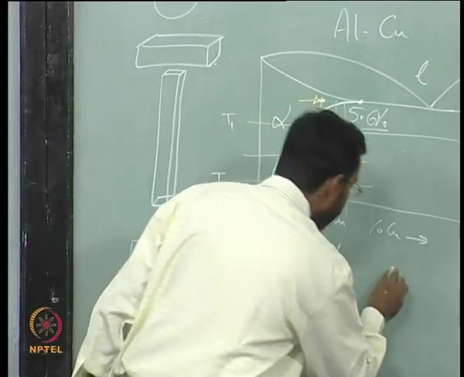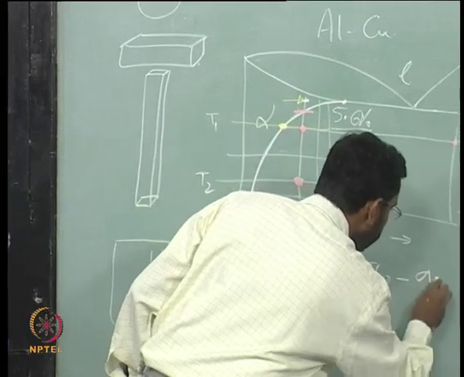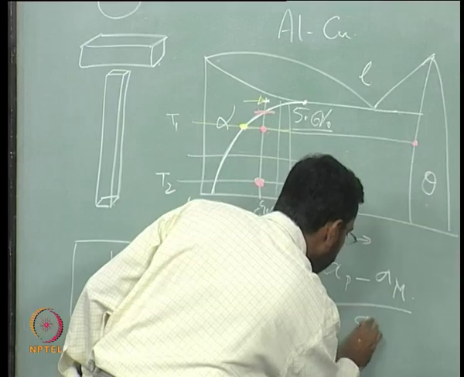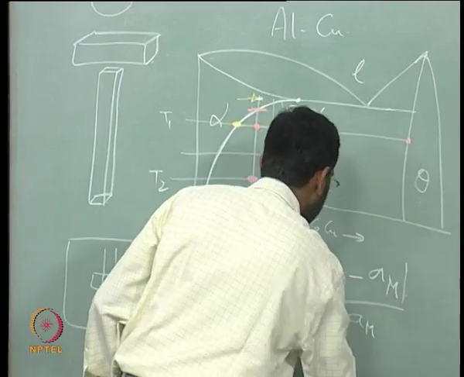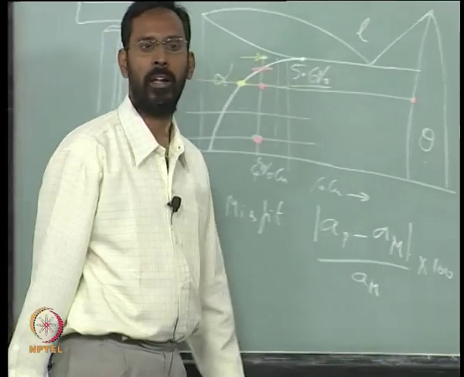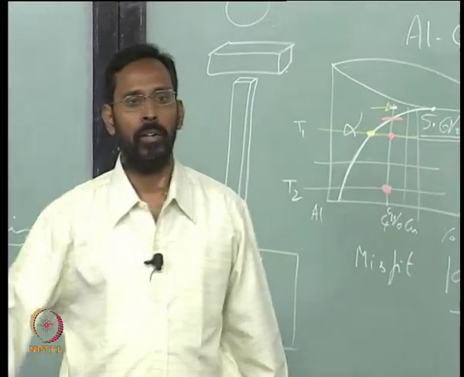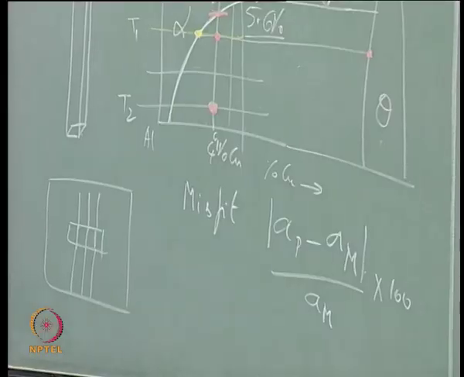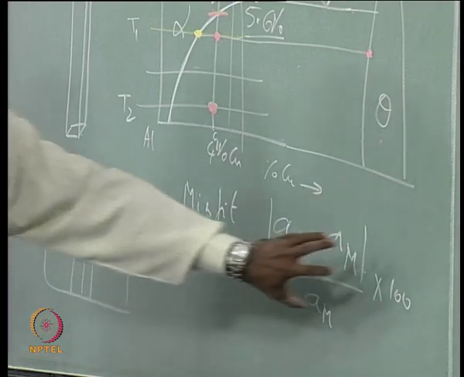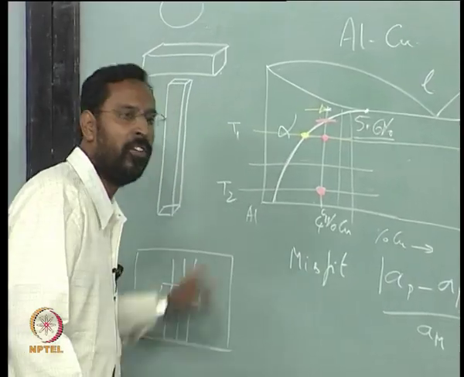and this is given as the lattice parameter of the precipitate minus the lattice parameter of the matrix, divided by the lattice parameter of the matrix, in terms of percentage, multiplied by 100, let us say. And obviously we look at the absolute value of it. It can be negative, it can be positive, we look at the absolute value, and when this is very, very small, you see that there is a continuity.